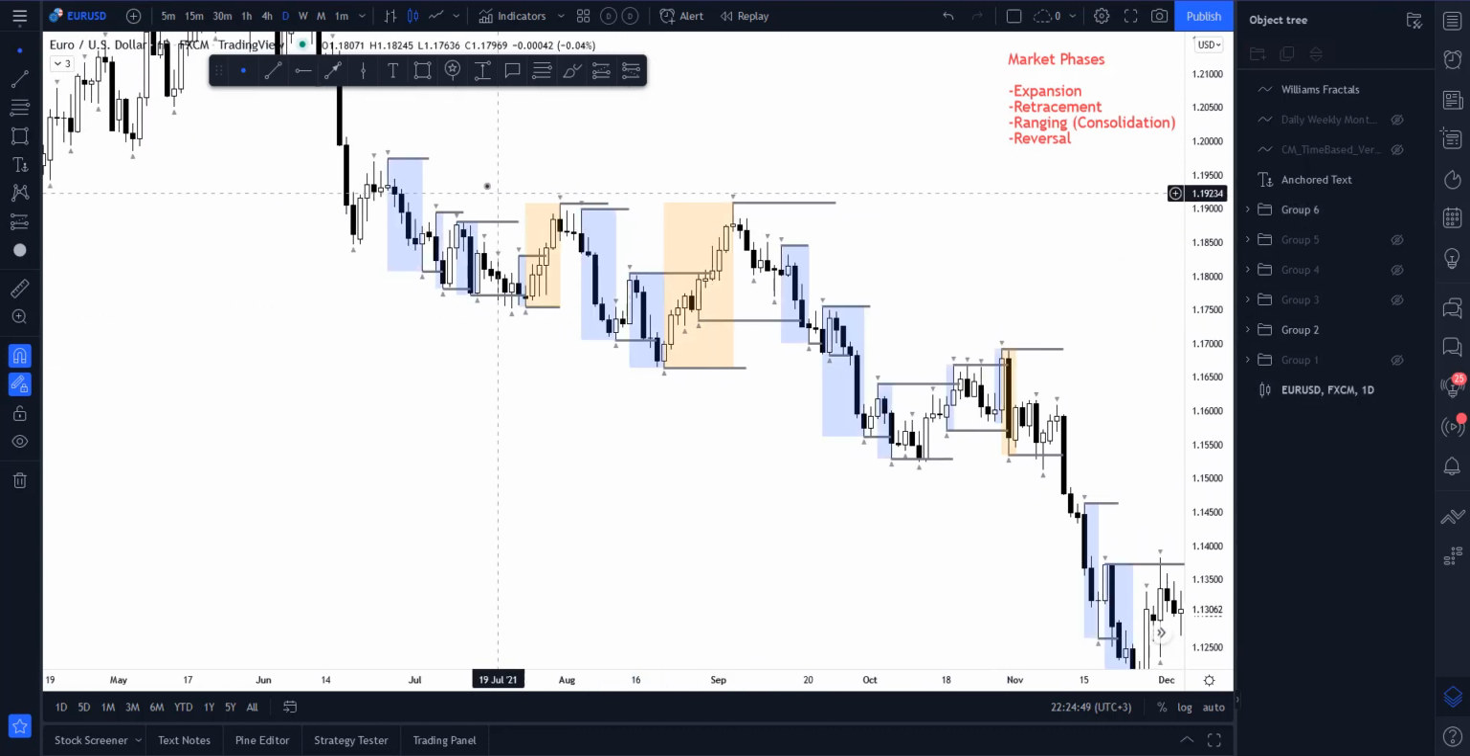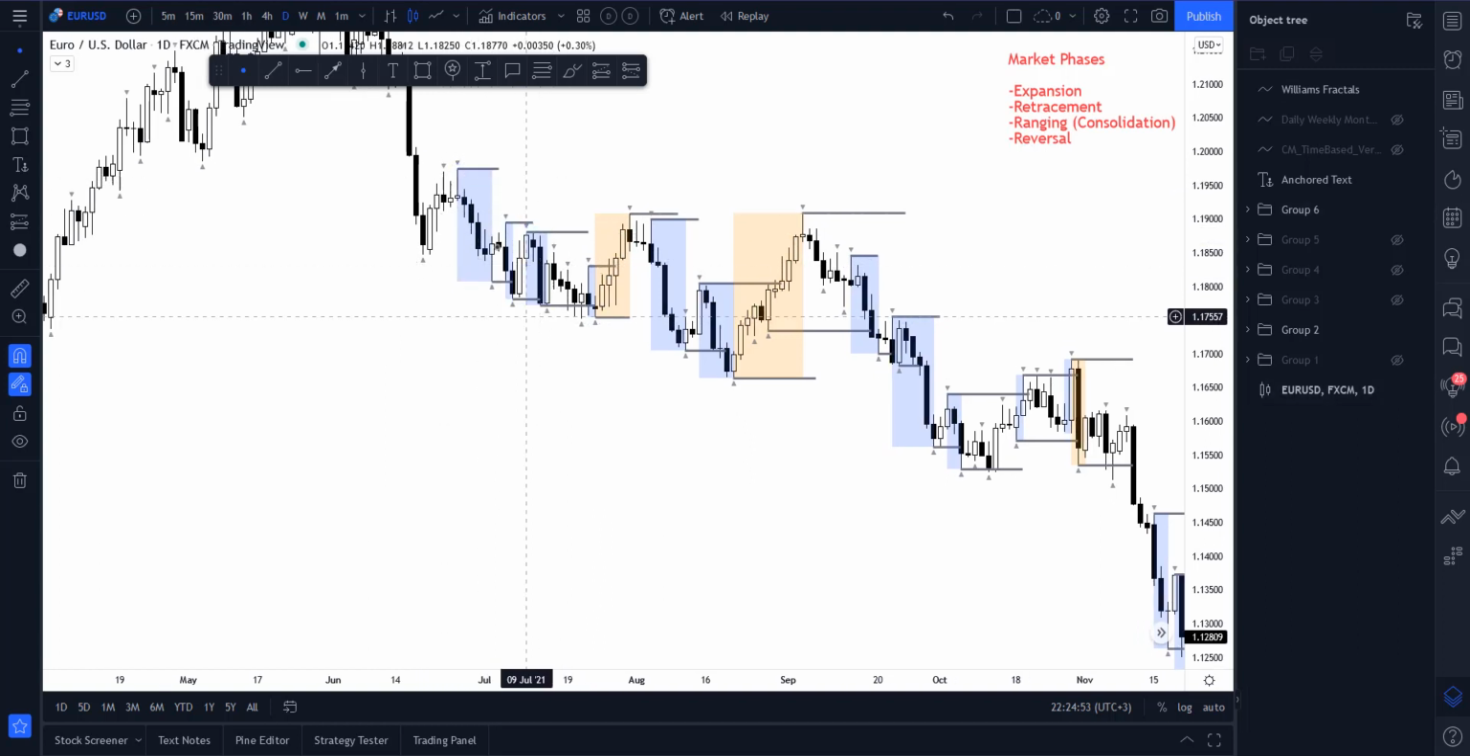These blue boxes are the expansion phases. Expansion phases are the phases where the market is expanding in one direction, creating a move that moves the price from point A to point B. This is how the market gets the liquidity from higher time frames.